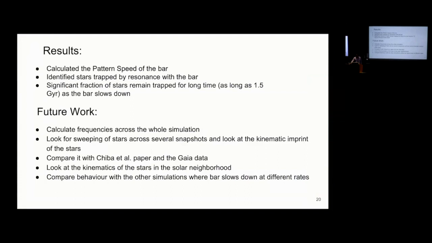So, some of the key results from my work at summer school: we calculated the pattern speed of the bar, we identified stars that are trapped by resonance with the bar, and we found a significant fraction of stars remain trapped for a long time, as long as 1.5 gigayears. In future, we want to calculate frequencies across the whole simulation, every snapshot, and look for sweeping of stars across several snapshots and look at the kinematic imprint on the stars. We want to compare with Siva et al.'s paper and the Gaia data as well, and look at the kinematics of the stars in the solar neighborhood. And it would also be cool to compare the behavior with other simulations where the bar slows down at different rates.